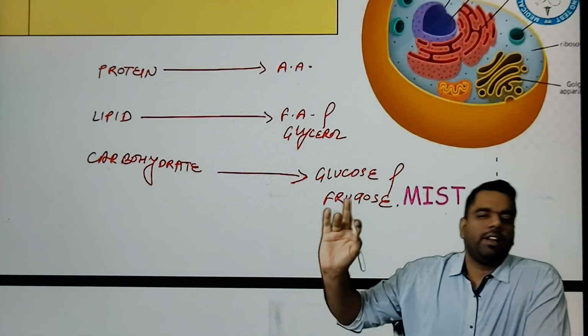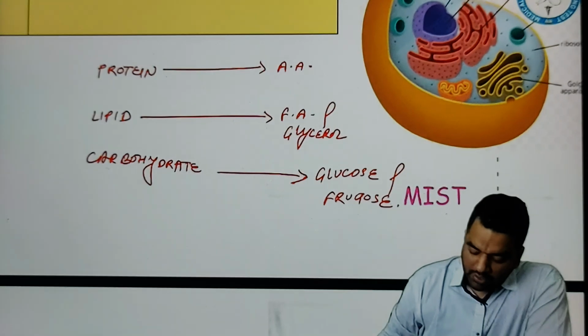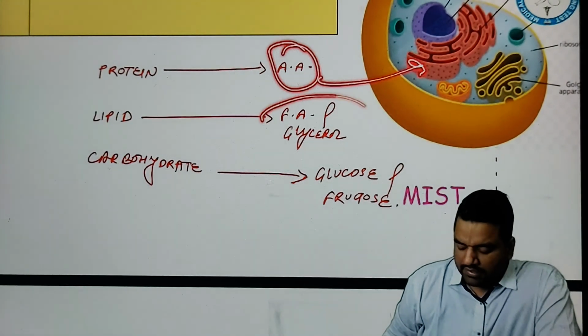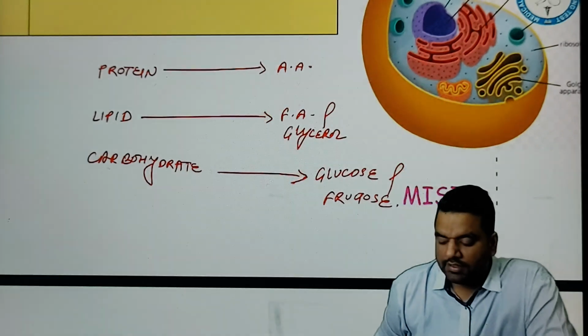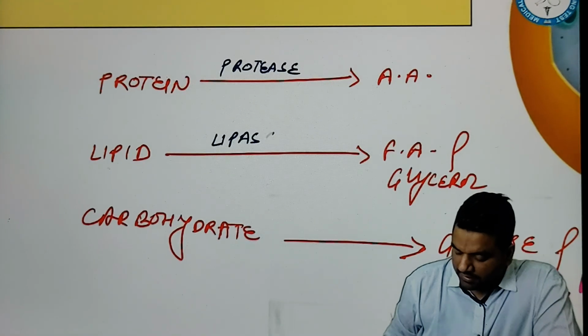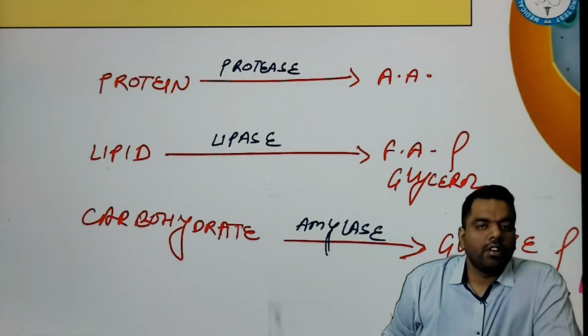So whenever carbohydrate will break, this will give the last product, that is glucose, and all these products are now suitable for the cell, and now these products will enter into the cell. So this is how the amino acid will enter into the cell, fatty acid and glycerol will enter into the cell, glucose and fructose will enter into the cell. Okay, now, protein breaking substance we call protease, this we call lipase, and this substance we call amylase. Now what is happening?